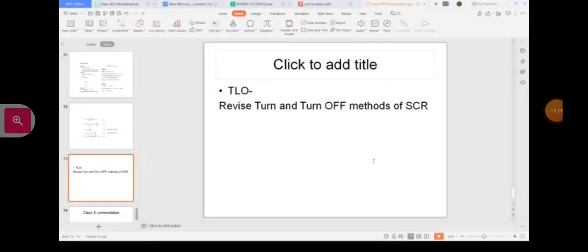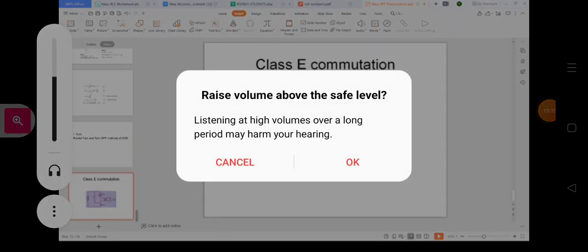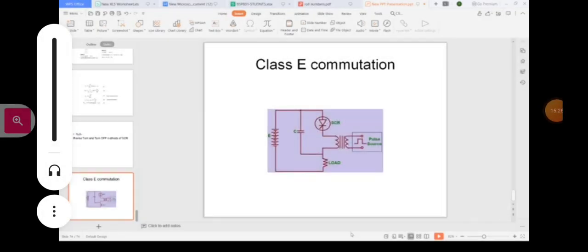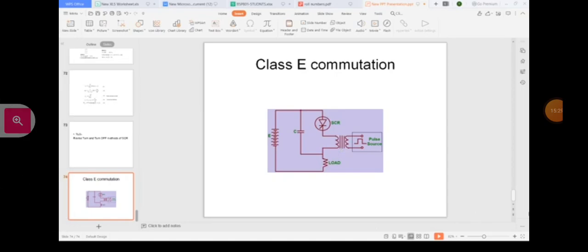Good morning, all of you. In today's session, we are going to revise the turn on and turn off methods of SCR. Among these methods, we have to briefly revise the class E commutation of a SCR. So, in this discussion, class E commutation is one of the forced commutation methods to turn off a SCR or a thyristor.